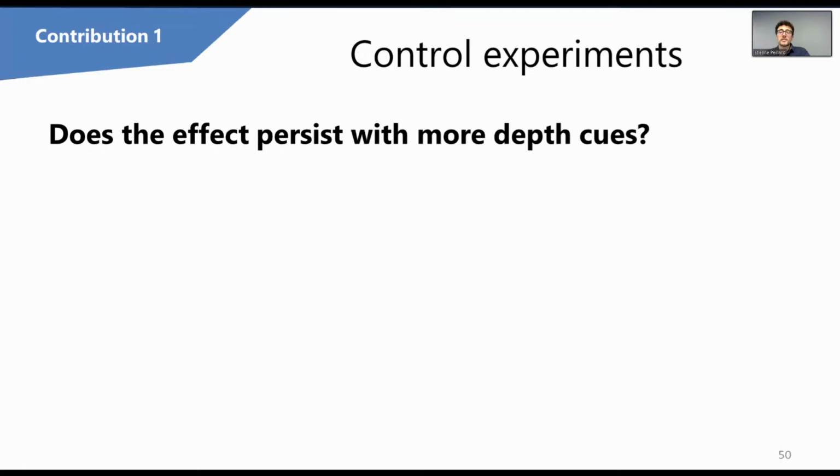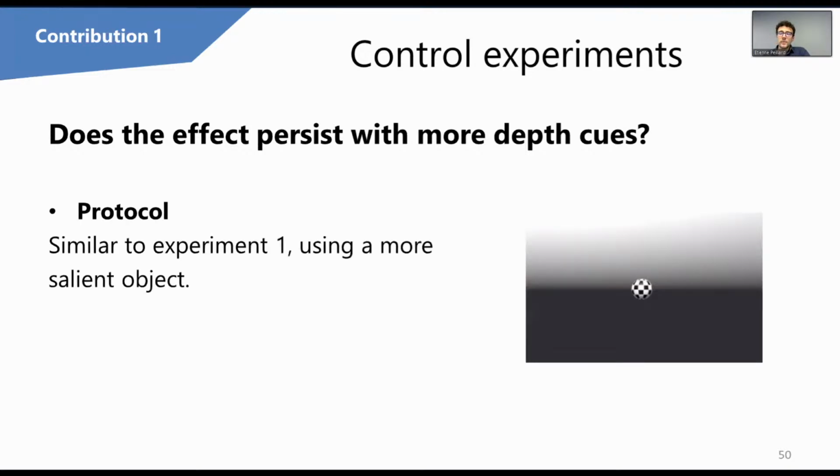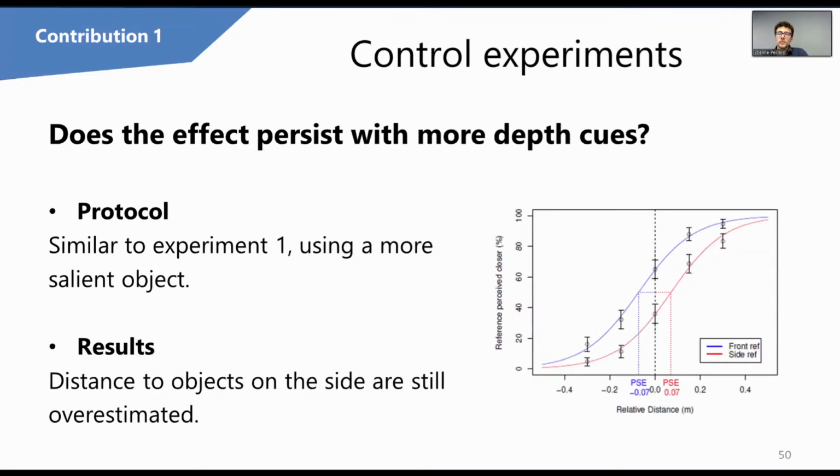Thanks to our two alternative forced choice protocol, which is very sensitive to differences, we wanted to know if this effect is still present when more depth cues are provided. We used the same protocol as before, but using a stimulus which provides more depth cues. The results with this configuration were similar to the previous ones, showing the same anisotropy of distance perception, but with a weaker effect.